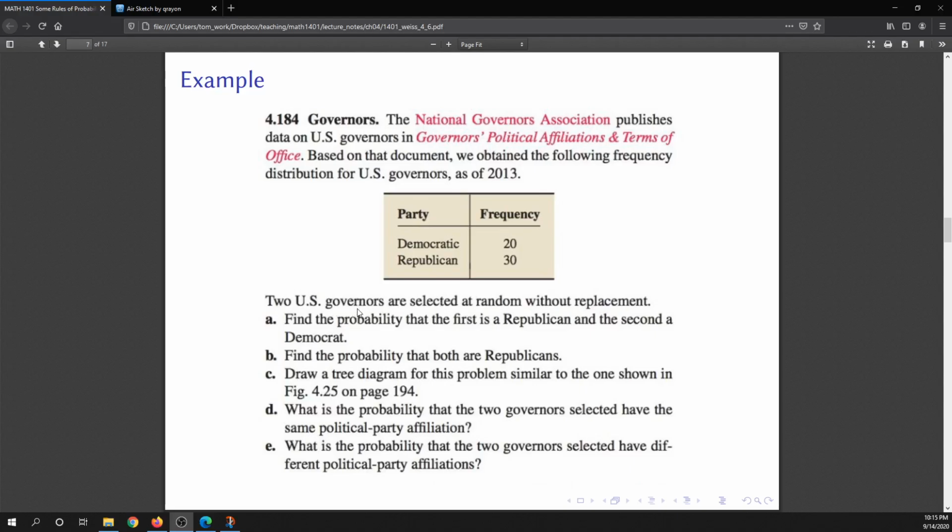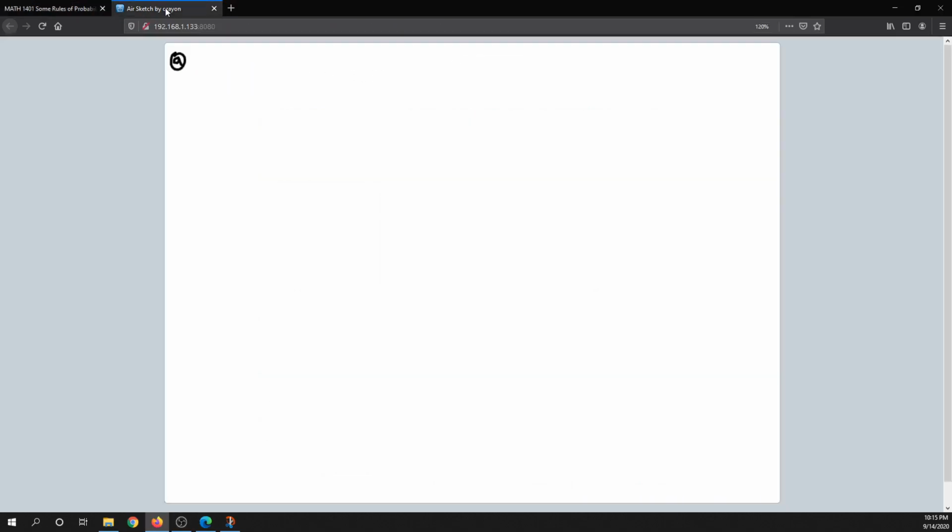All right, it says 2 U.S. governors are selected at random without replacement. Find the probability that the first governor is Republican and the second is a Democrat. All right, so we want the probability that the first is Republican and the second is Democrat.